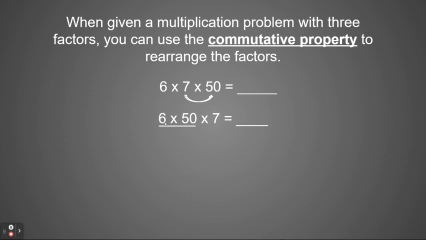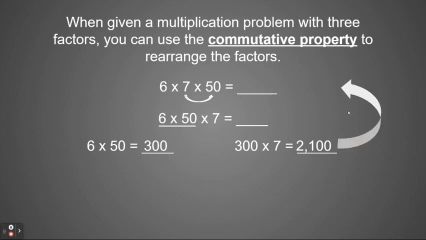So I'm going to start by solving 6 times 50. I know 6 times 5 is 30, so 6 times 50 is 300. Now I still have a remaining factor of 7. So I'm going to take my product, 300, and multiply it times 7, my remaining factor. 3 times 7 is 21, so 300 times 7 would be 2,100. So my final answer, because I'm done with all of my factors, would be 2,100.